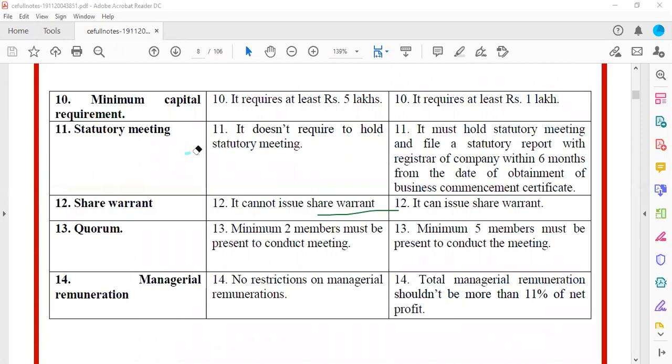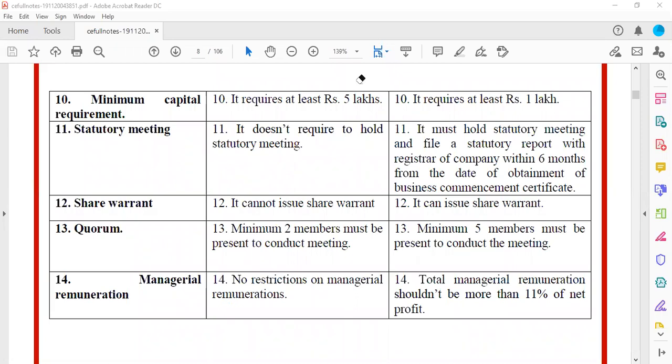The private company cannot issue the share warrant. Why can it not issue a share warrant? Because it is not issuing shares to the public outside. Normal common people cannot buy private company shares. So that is why it cannot issue the share warrant. But on the contrary, public companies can issue the share warrant. So that will be your point number 12.